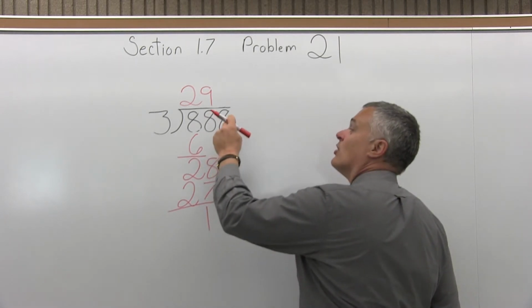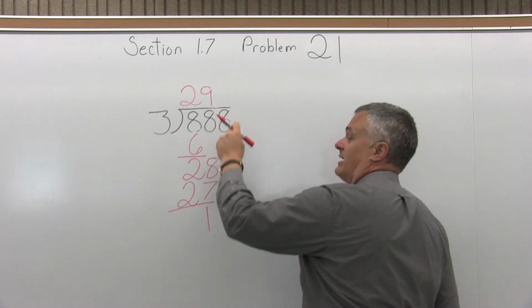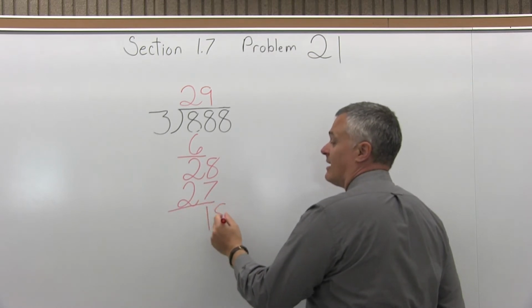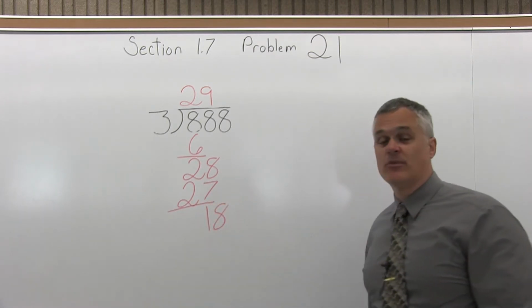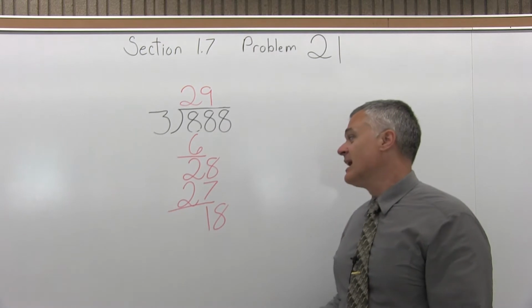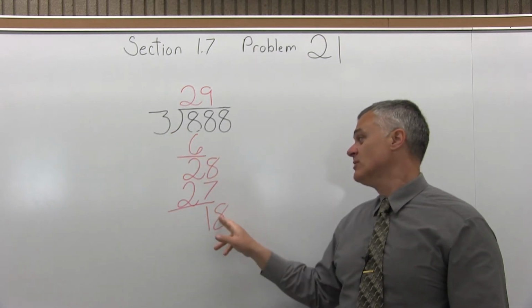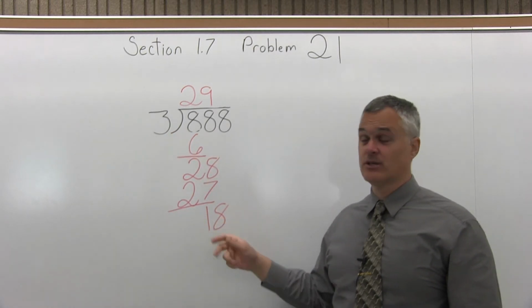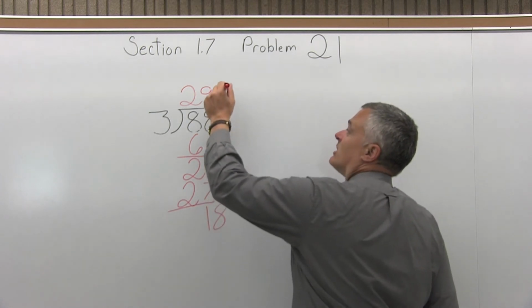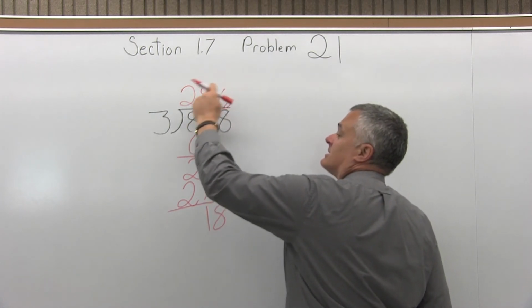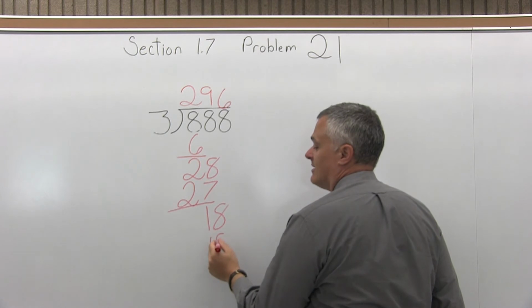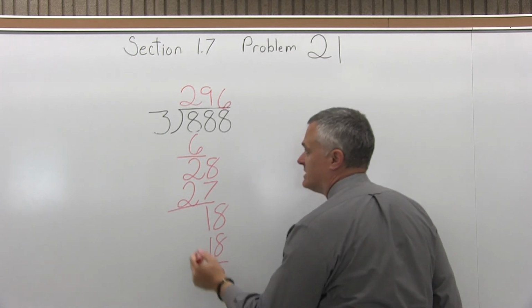And now I go over one more digit to the right and bring that digit down, which is another 8, and I put it just next to the one that I had before. That'll make an 18. And now 3 will go into 18 how many times? Well, actually, it goes in exactly 6 times. So I write a 6 on the top. 6 times 3 is 18. If I subtract, I get a remainder of 0.